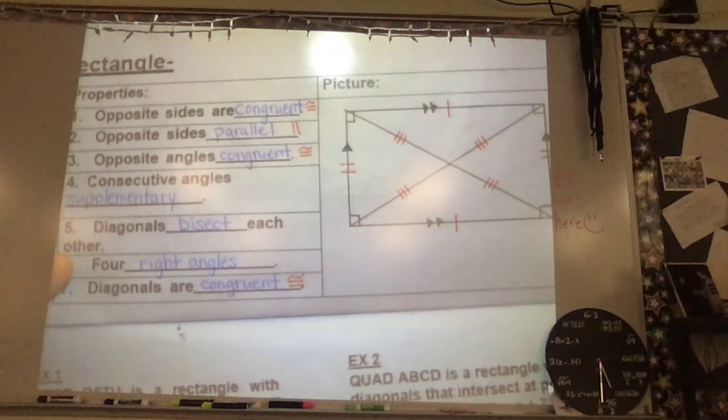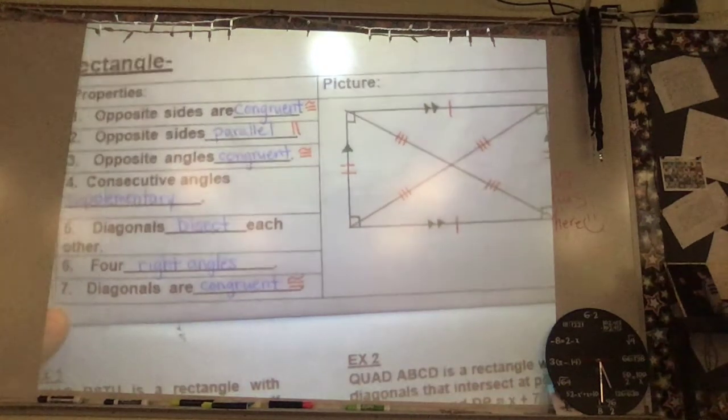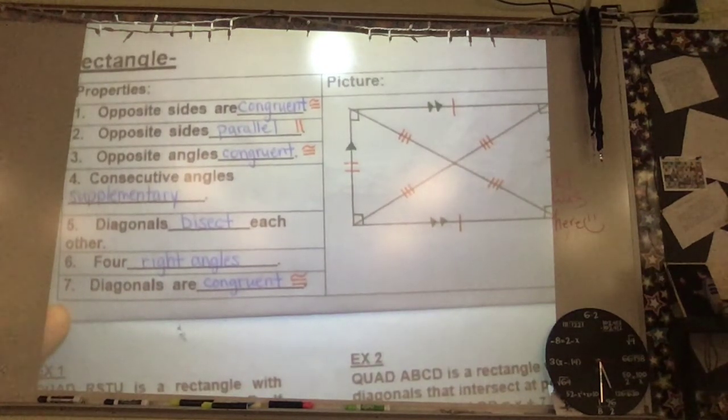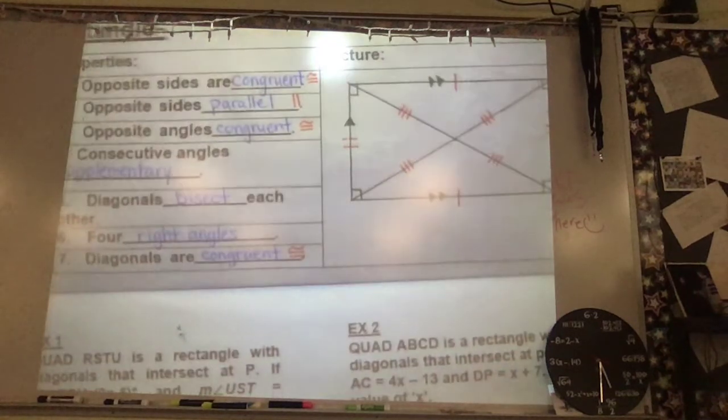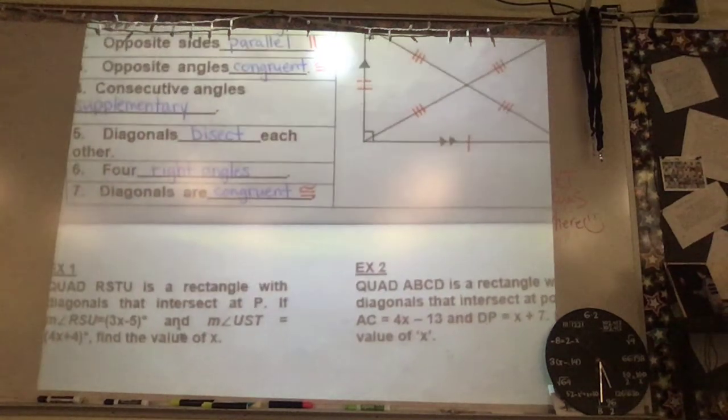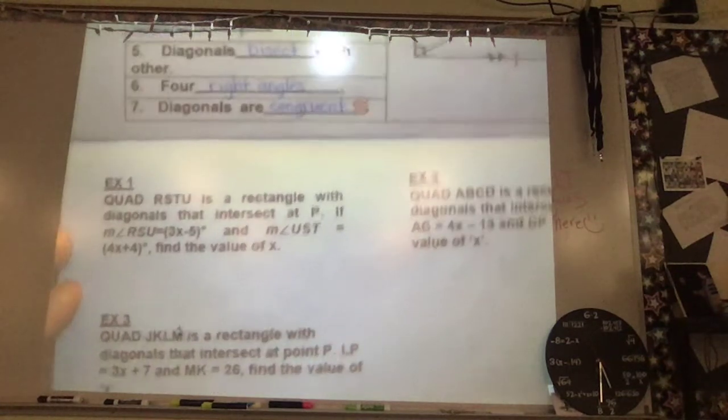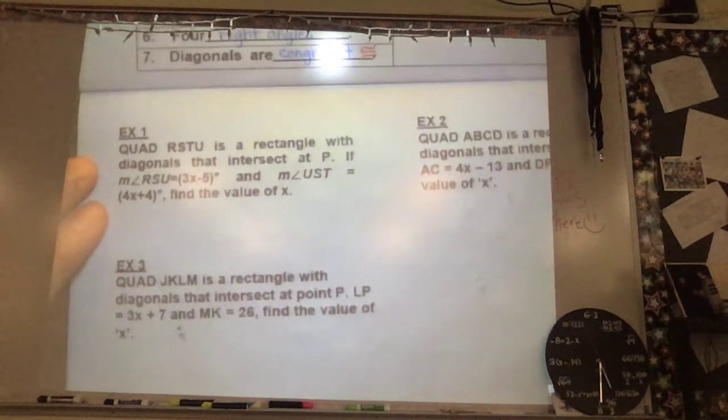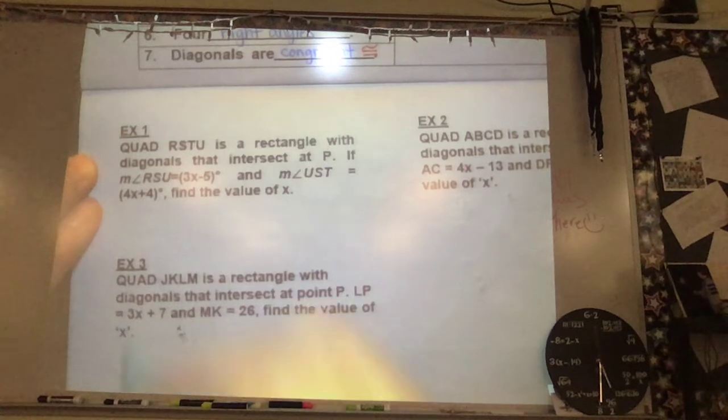Again, pause it so that you can get all this information. While you have it paused, go ahead and try the 3 practice problems and don't unpause it again until you're ready to check them and see how you're doing. Okay, so example 1 says quadrilateral RSTU is a rectangle with diagonals that intersect at P.